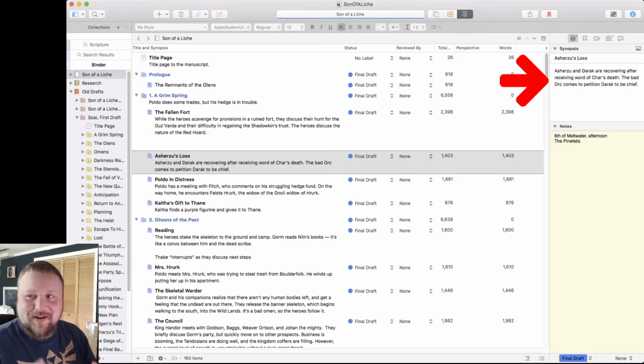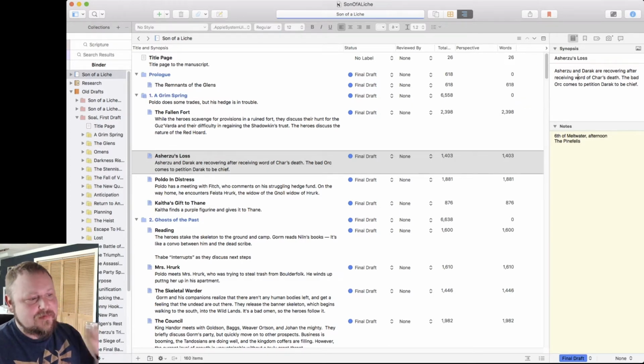It says, this was written so long ago, it said, the bad orc comes to petition Derek to be chief. So there's an orcish villain in Son of a Lich who isn't even named at this point. The bad guy comes. And then what I would do is I would keep track of the total number of words.